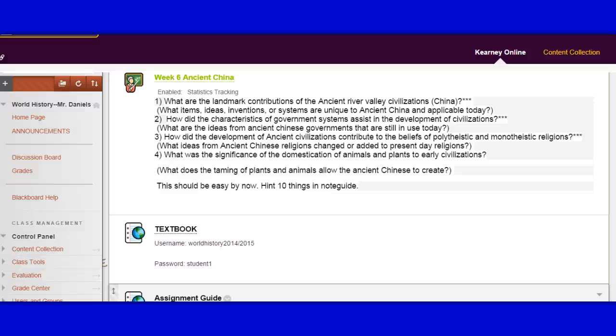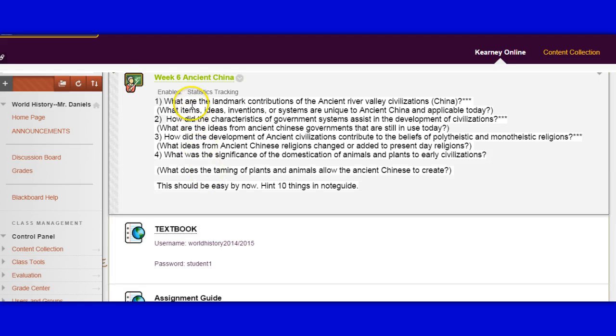Alright gang, I just want to give you an overview here. I had a suggestion from 4th Hour that I went ahead and took. You'll notice that the objectives are still listed here. We're going to ancient China.